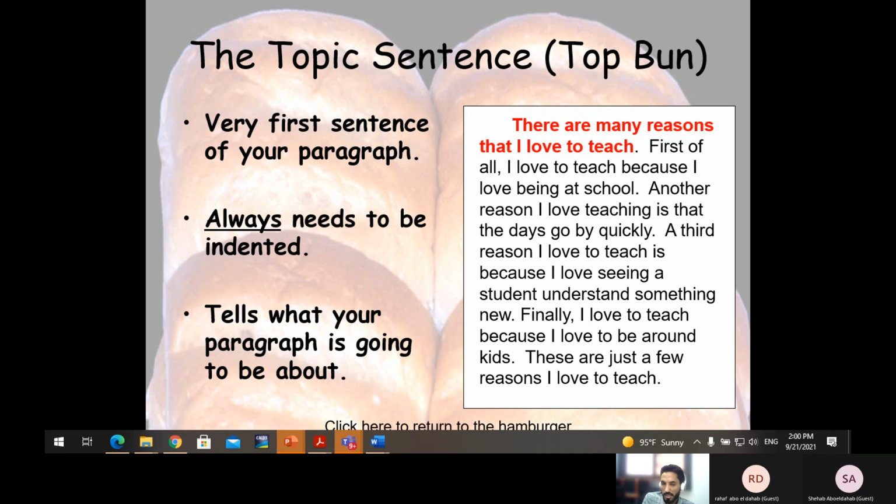So what's the closing sentence or the concluding sentence? That starts with finally, at the end, all in all, to sum up. You have to start the closing sentence with a transition word. Okay? Like finally, I love to teach. To sum up, I love to teach. To conclude, I love to teach because I love to be around kids. These are just a few reasons I love to teach.